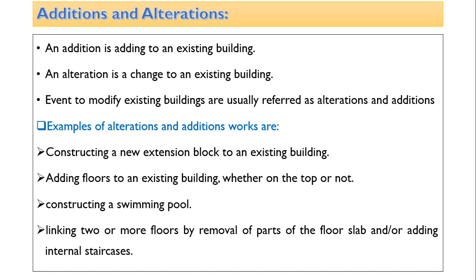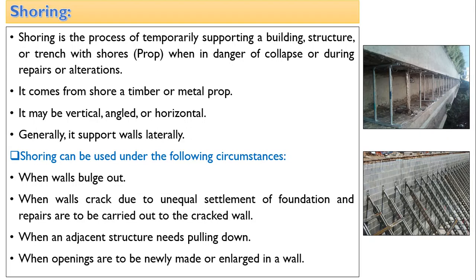Sometimes, considering the architectural beauty of the structure, additions and alterations are made from the front side. It comes under additions. Nowadays, aluminum cladding is provided. Aluminum cladding, this is also glass cladding. This is also additions and alterations.